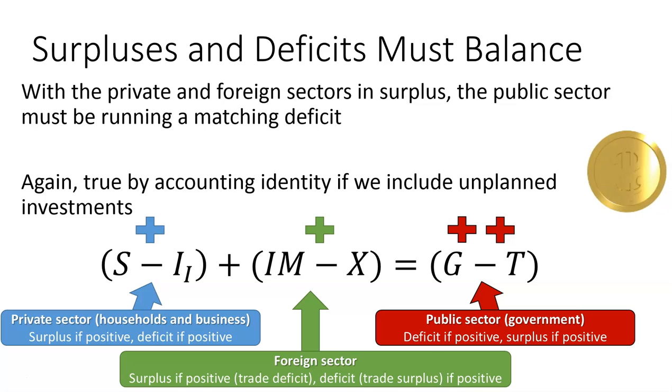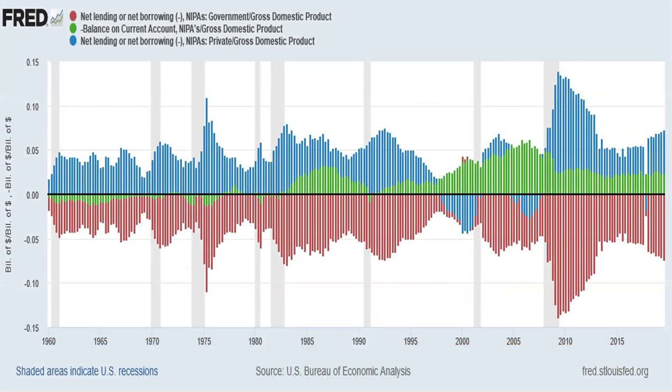If one sector is running a surplus, that means it's taking in more money. It's receiving more dollars than it's spending. And for that to be the case, some other sector has to be doing the opposite. It has to be running a deficit. It has to be spending more dollars than it's receiving. And we see this in the national income and product accounts. Here's the actual data for the United States quarter by quarter going back to the early 1960s.